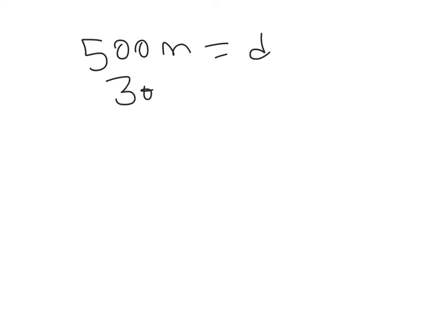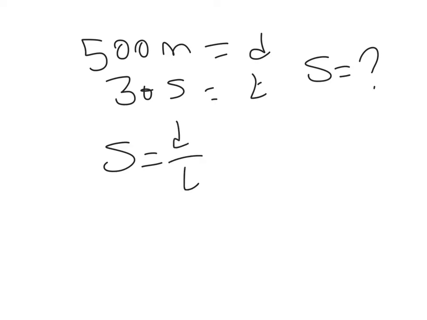30 seconds. What is that? Time. What are they asking for? Speed. Do we have a formula that gives us the speed using these two pieces of information? Yes, we do. What is it? Distance over time. Distance is 500. Time is 30. What is that equal to?